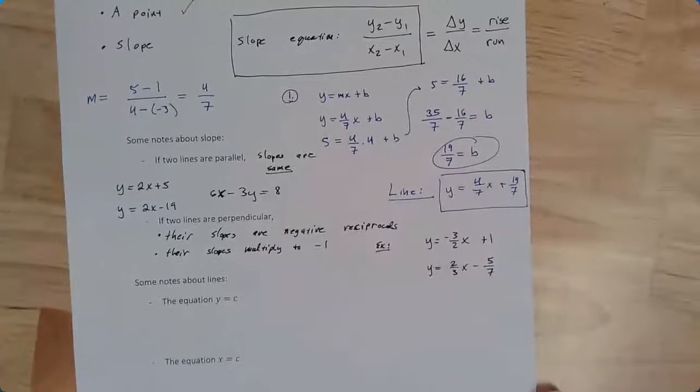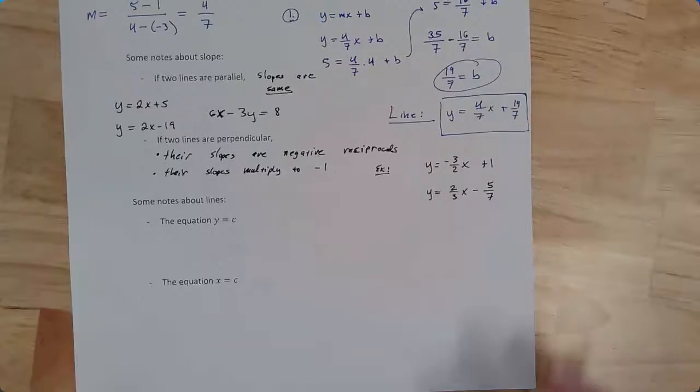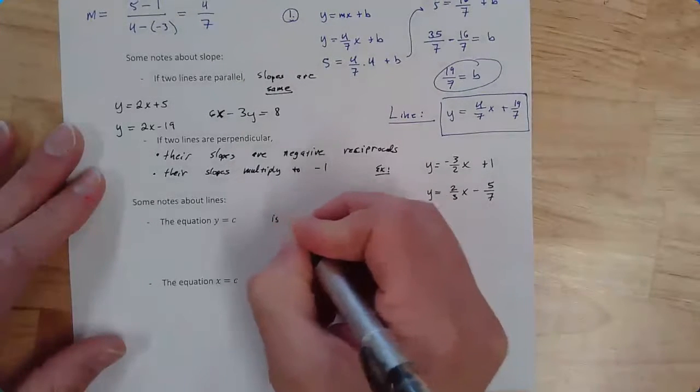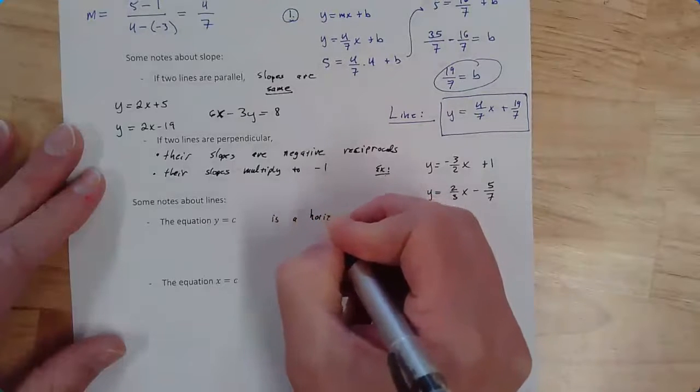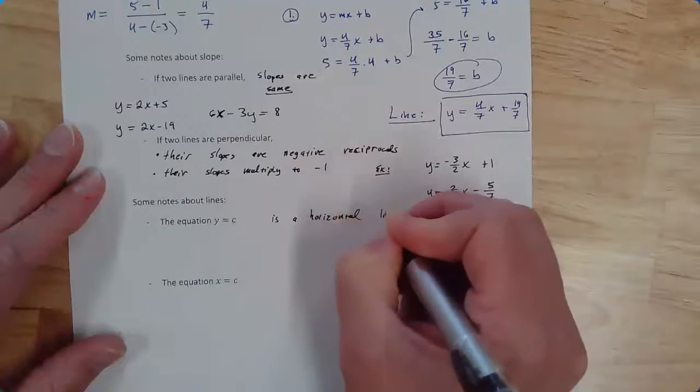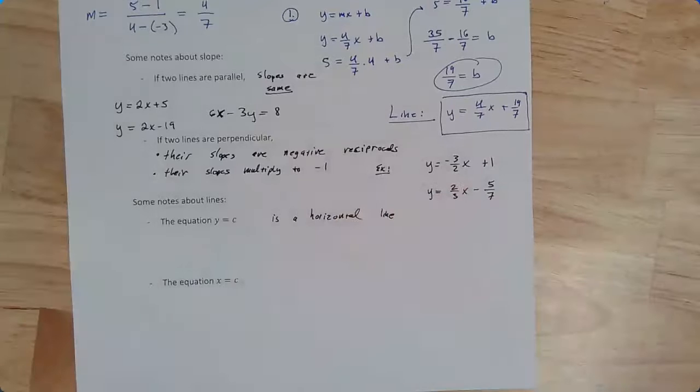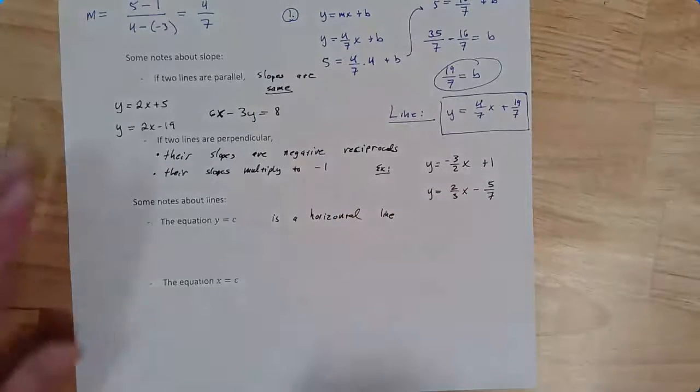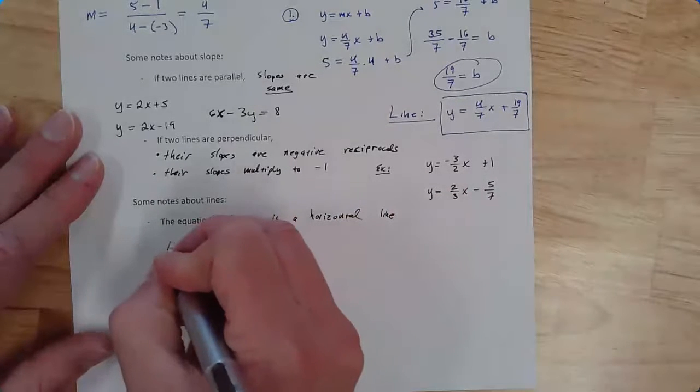All right. A couple more things about lines. The equation y equal to c. If you have y equal to c, you have what kind of line? Like the horizon, it's horizontal. Yes, y equals c is a horizontal line. And a horizontal line has what kind of slope?